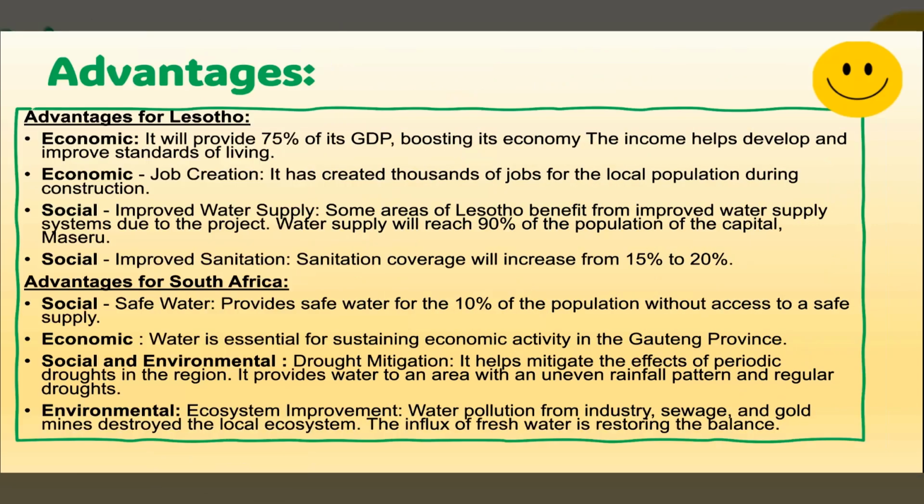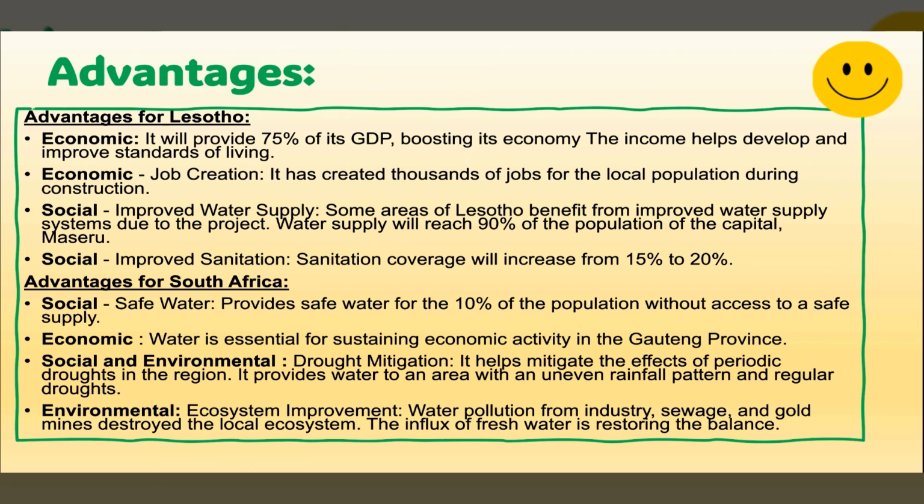So let's think just about the advantages first, the positives. I've tried to divide them up into economic, social, and environmental. So, as I've just suggested, it actually provides 75% of Lesotho's GDP. We can then talk about development and improving standards of living because of the multiplier effect. Job creation, it's created thousands of jobs for the local population. Social, it has actually improved the water supply in Lesotho as well and provided 90% of the population with clean water in the capital.